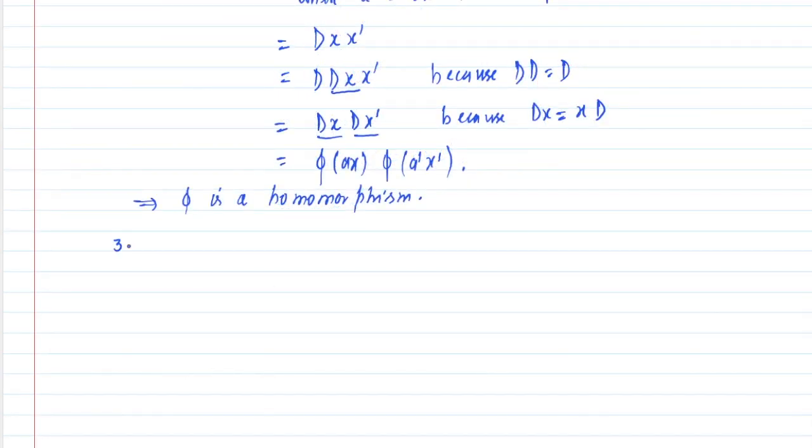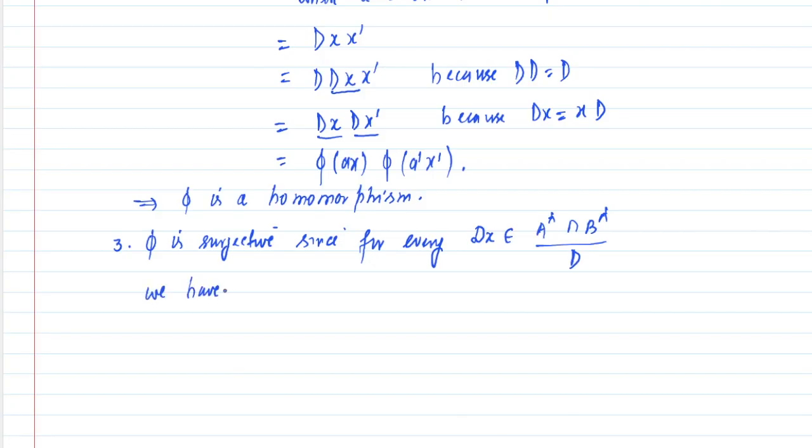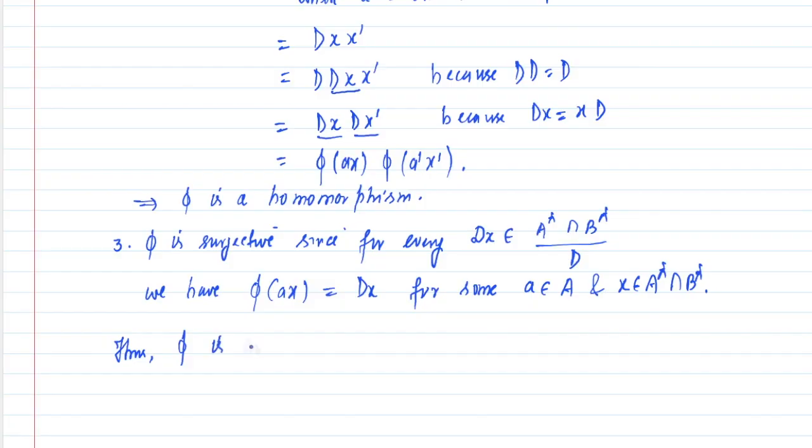Now our third step is this pi is also surjective, since for every dx which belongs to A star intersection B star by D, we have pi of ax is equal to dx for some a belongs to A and x belongs to A star intersection B star. So pi is in fact trivially surjective. So thus pi is an onto homomorphism.